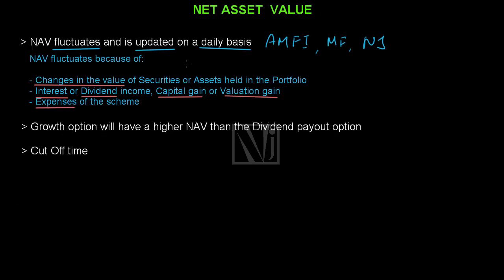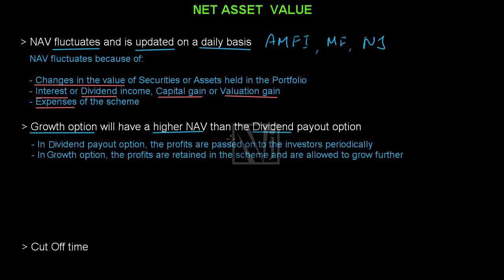The second important point about NAV that you must note is that the growth option of a scheme will have a higher NAV than the dividend payout option. This happens because in the dividend payout option, the profits of the scheme are passed on to the investors periodically in the form of dividends, while in the growth option, the profits of the scheme are retained in the scheme and are allowed to grow further, which reflects in the difference between the two NAVs.